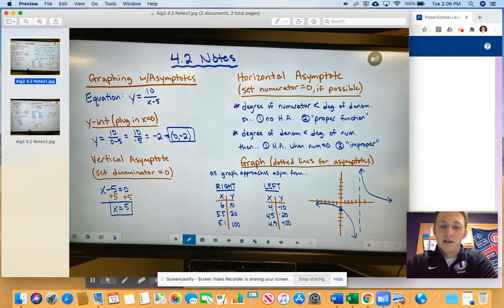Whereas from the left side, at 4, we are down here at negative 10. At 4.5, getting a little bit closer, we're down here at negative 20. And at 4.9, almost to the asymptote, we're all the way down here at negative 100. So as we approach from the left, we're going down, down, down. If that doesn't make sense to you, there's a little easier way on the next example, so we'll just move on to the next example.